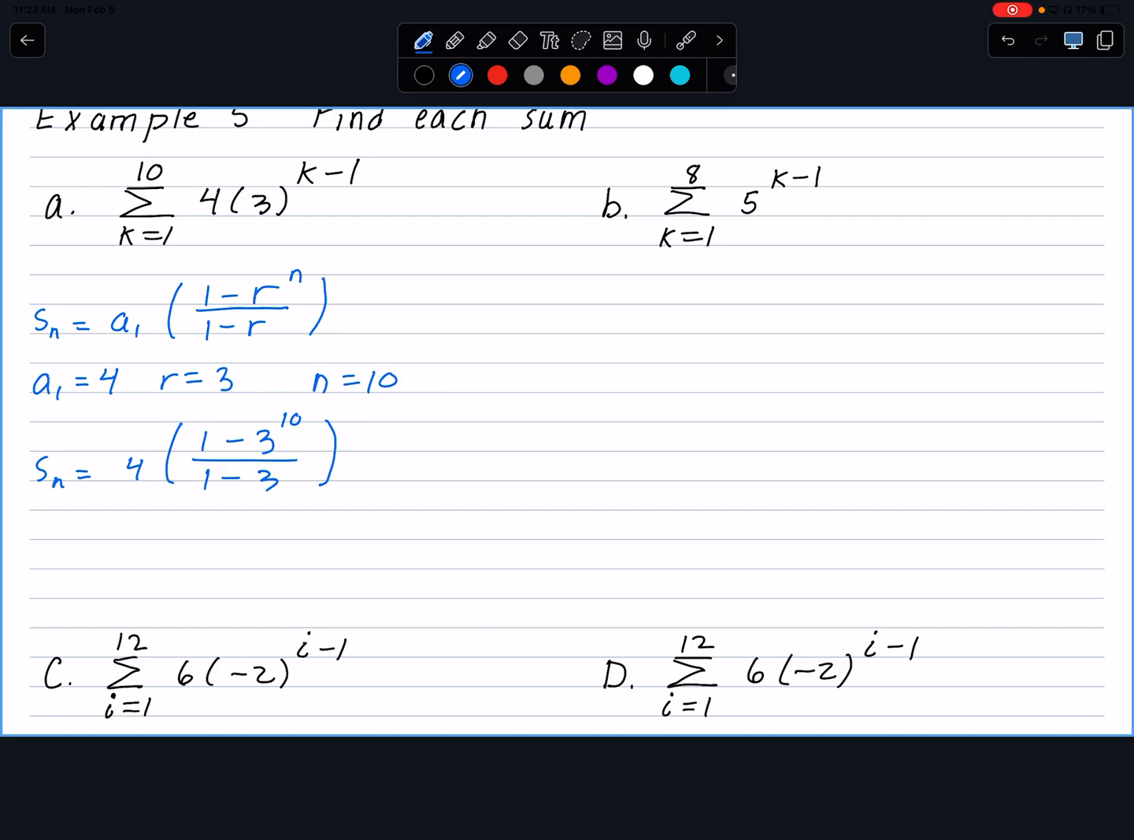Just a quick note, if you are having difficulty plugging this into your calculator all at once, the way I'm going to plug it into my calculator is going to look like this. I'm going to say 4 times, in parentheses, I'm going to take the numerator and put it in parentheses. So that's 1 minus 3 raised to the power of 10. Then I'm going to go divided by, and then in parentheses again, I'm going to take that denominator, 1 minus 3. And that should work out well for me.